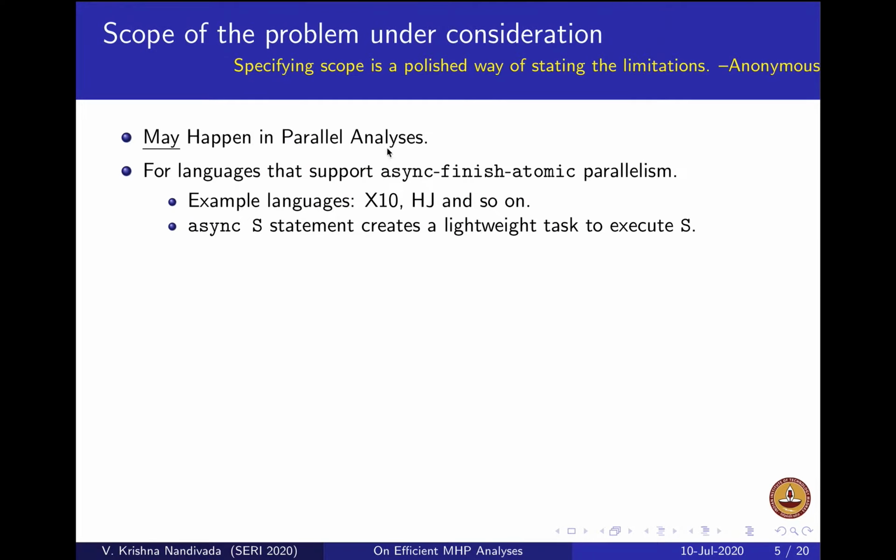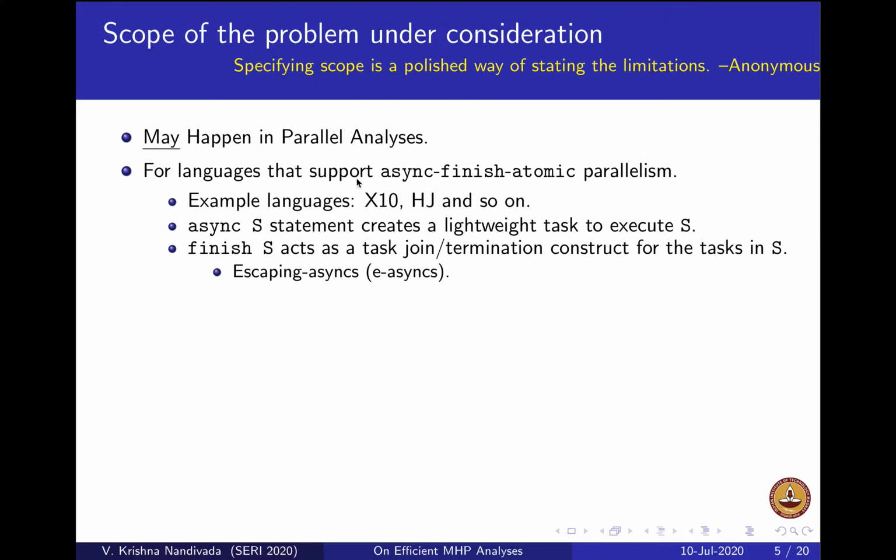Anyways, we are talking about may happen in parallel analysis, MHP analysis. Pay attention to the may part here. This is a conservative may analysis for languages that support async, finish and atomic parallelism, which is common in languages like X10, XJ and so on. What do these constructs do? Async S creates a lightweight task. Finish S acts as a join or a terminating construct. And atomic S realizes global mutual exclusion.